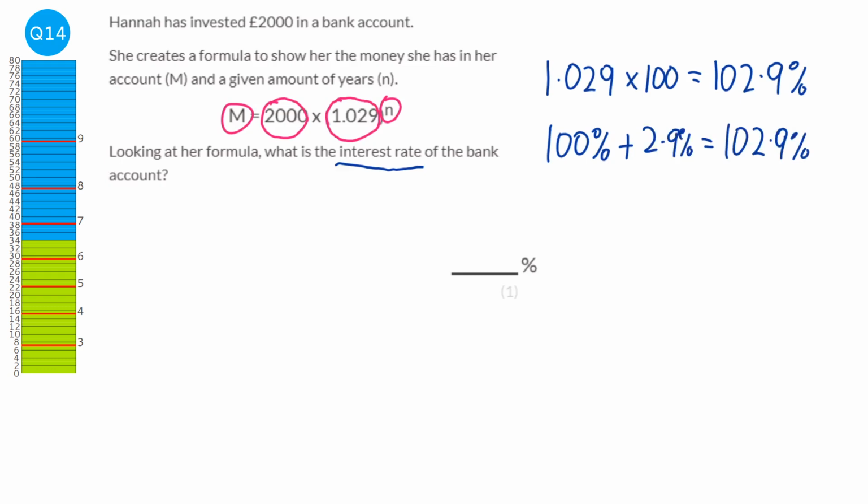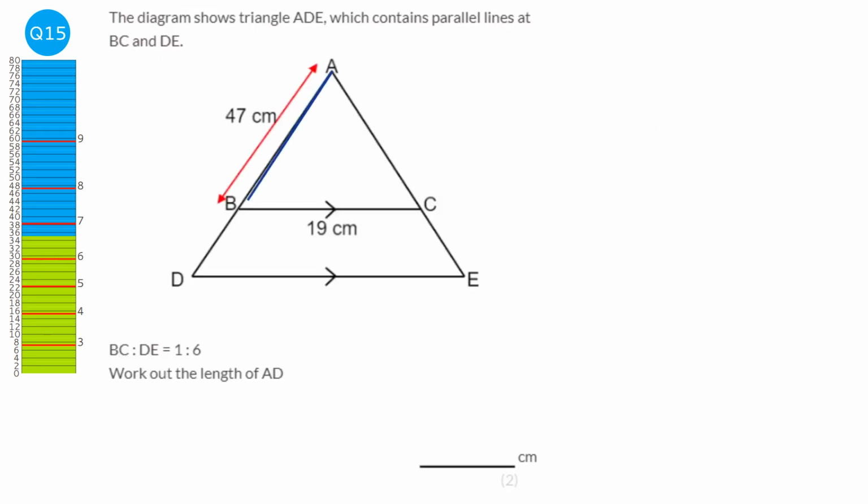You always start off with 100%. So if I put £5 into my bank, I've got 100% of that £5, and then the interest rate is on top of that 100%. So our answer here will be 2.9%.